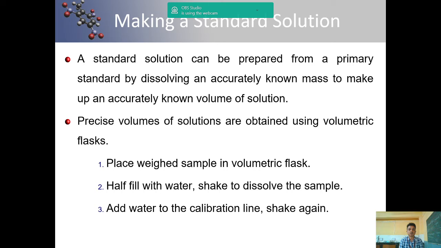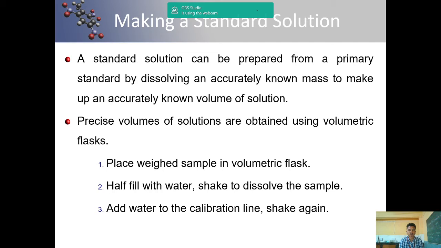First of all, you have to take the weight of that sample. Place the weighed sample in the volumetric flask. After that, half fill with water, shake to dissolve the sample, and after that, add water to the calibration line and shake again. This is the standard process to make a standard solution. First of all, you have to select the primary standard substance. After selecting, you have to weigh that primary standard, and after weighing, you have to place the weighed sample in the volumetric flask, and after placing, you have to fill with water.